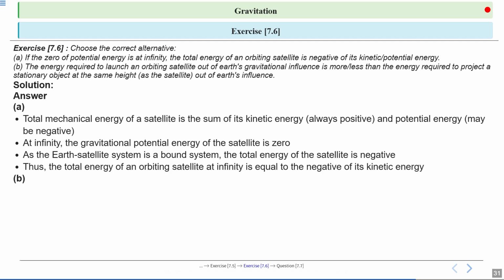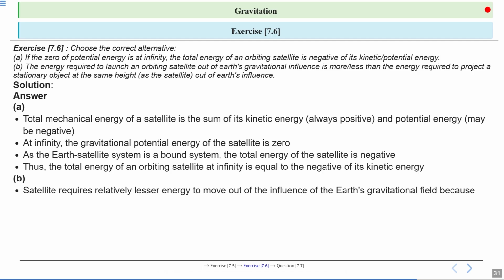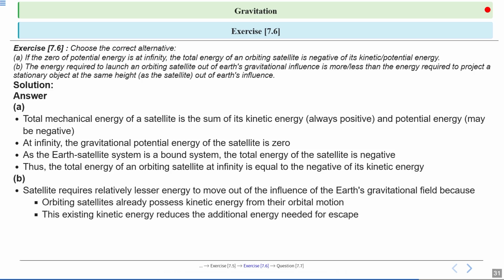Next, B part. A satellite requires relatively less energy to escape Earth's gravitational field. This is because of the kinetic energy it already possesses from its orbital motion, which plays a significant role in the energy dynamics. Orbiting satellites already have kinetic energy due to their motion. This existing energy is crucial because it reduces the additional energy needed for the satellite to escape Earth's gravity.